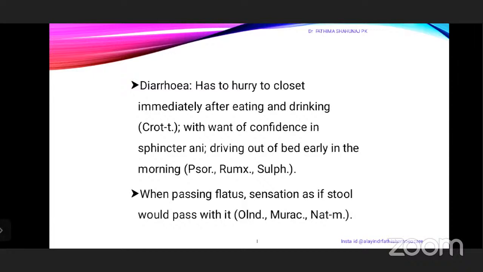The only key difference is in oleander, that the stool passes when emitting the flatus. And in muriatic acid, the stool is involuntary while urinating or passing wind. So two times the stool becomes involuntary: one is during the urination and another one is passing flatus. And in natrum muriaticum, there is a sudden gushing stool with much flatulence on the first rising or standing up.